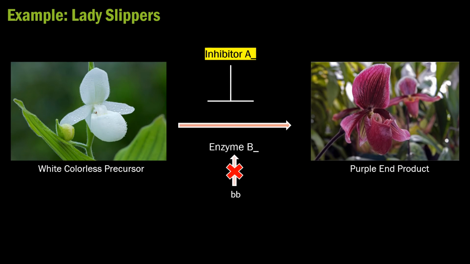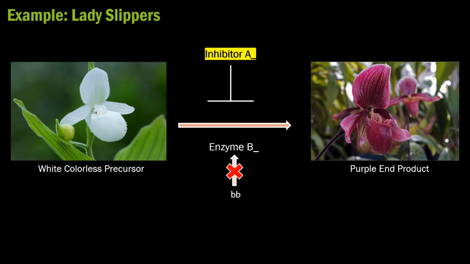Here is an epistatic pathway for the color trait of the lady slipper flowers. There are a wide range of colors that bloom on the unique lady slipper flowers, such as white, yellow, pink, and purple. But since my favorite color is purple, we will look at that as our end product and colorless or white as our precursor. For dominant and recessive epistasis, any genotypes with the A inhibitor or the dominant A allele will result in the same phenotypic expression no matter what occurs at the B locus.